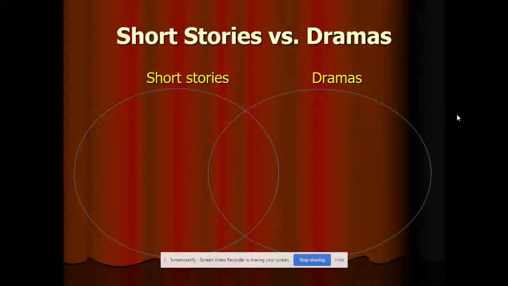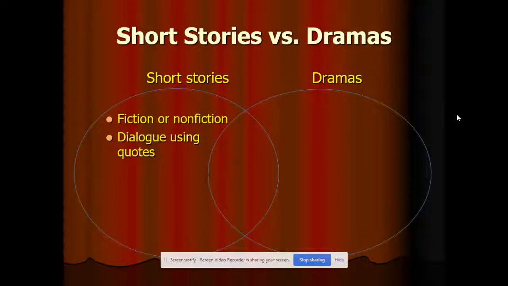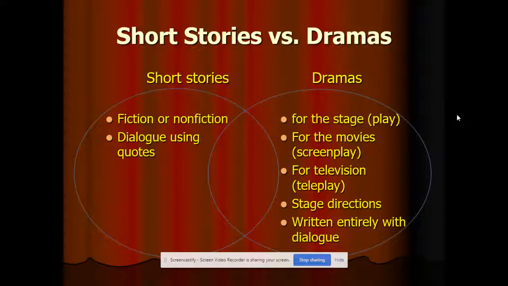So, short stories and dramas are similar and they are different. Some differences include the fact that short stories can be fiction or nonfiction, and they have dialogue that uses quotation marks. In dramas, they're written for the stage, for the movies, for television, and they use stage directions, and they're written entirely with dialogue. However, both have a purpose to entertain, and they have characters, setting, and plot.